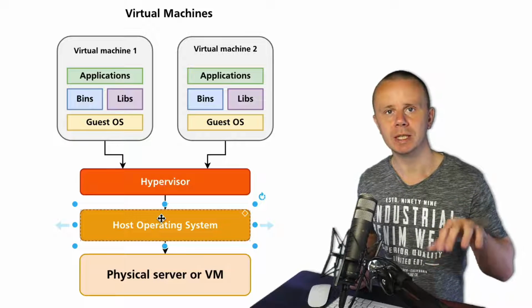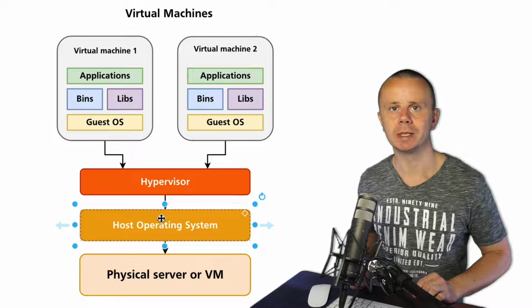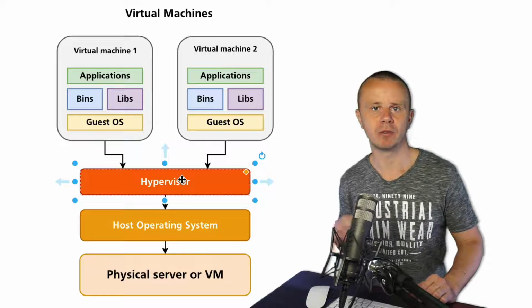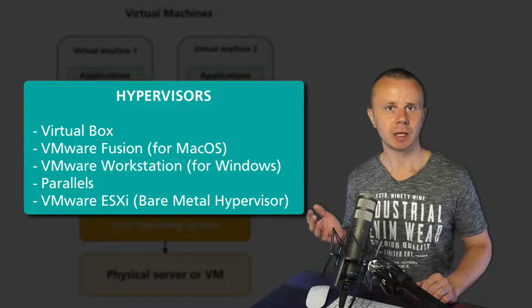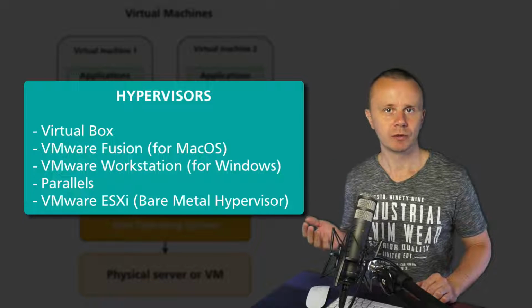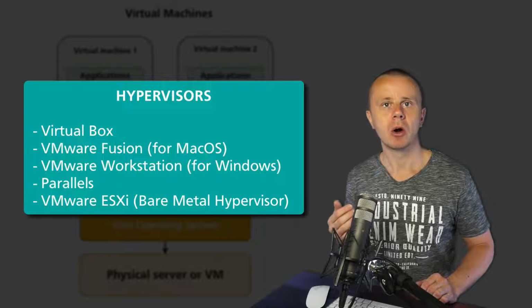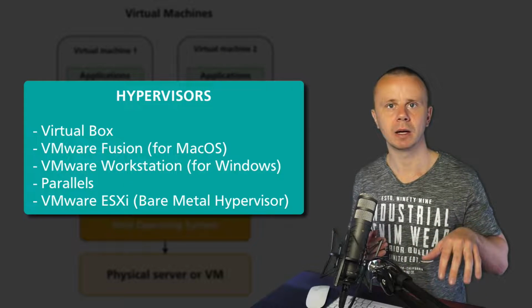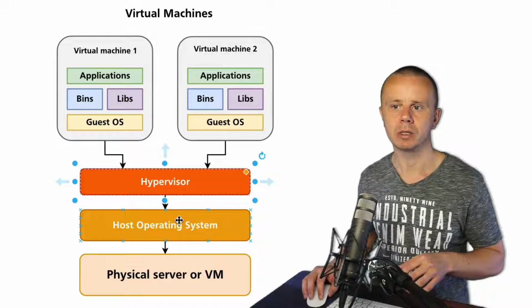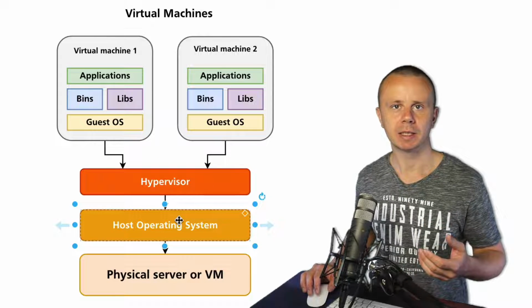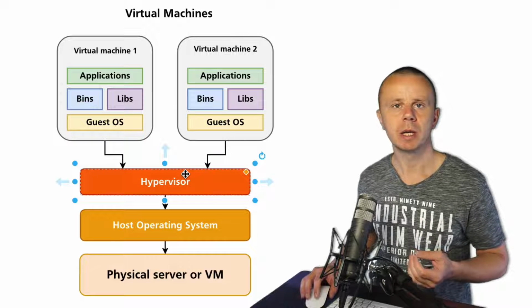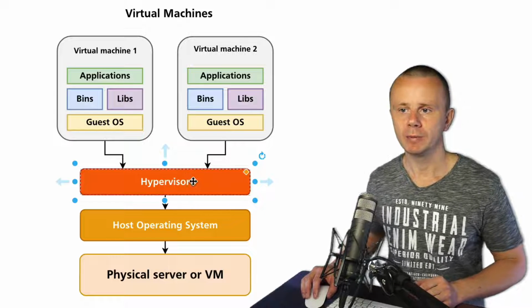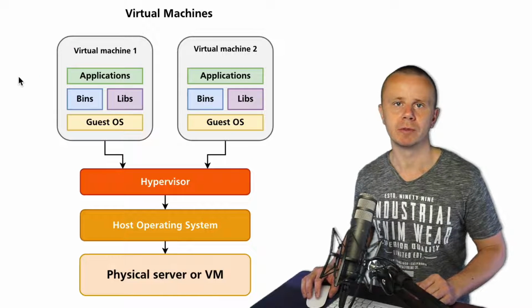Afterwards, on top of this host operating system, you should install a so-called hypervisor. Examples of such hypervisors are the following: VirtualBox, which is free and open source; VMware Fusion, for example, that is used on macOS; or VMware ESXi. VMware ESXi is basically installed directly on the computer. It doesn't require any other host operating system. It means that there could be scenarios when the hypervisor is running directly on a physical server or another virtual server. Alright, on top of the hypervisor, you are able to create virtual machines.